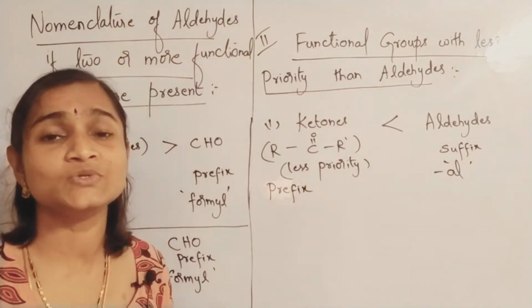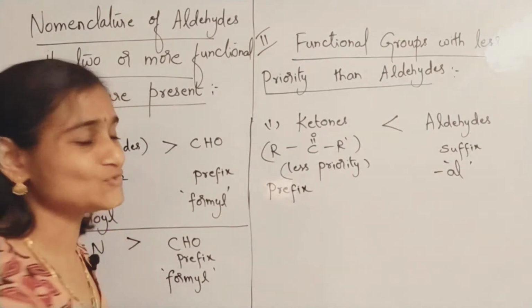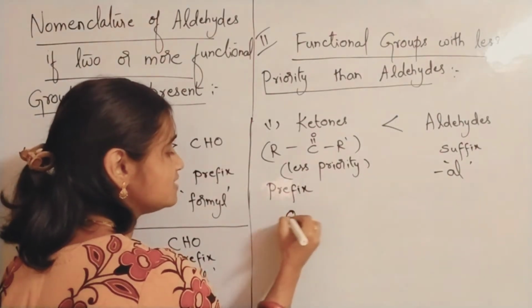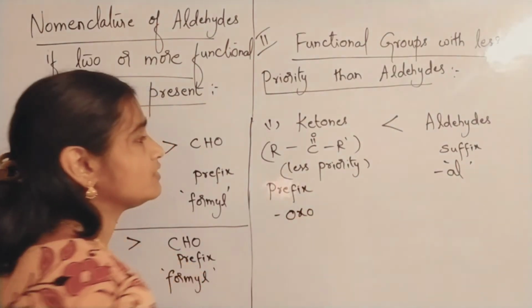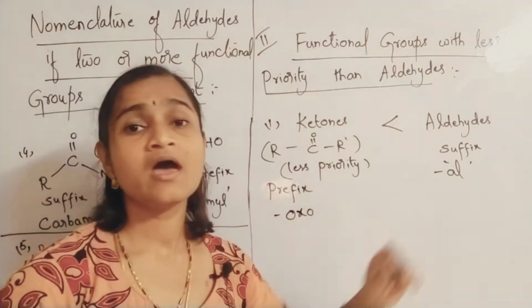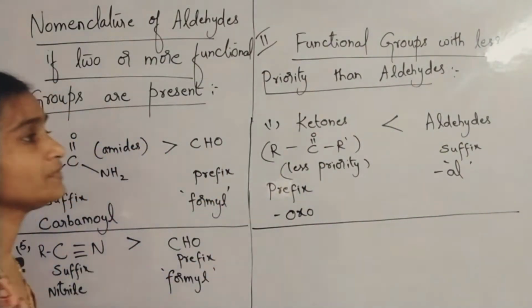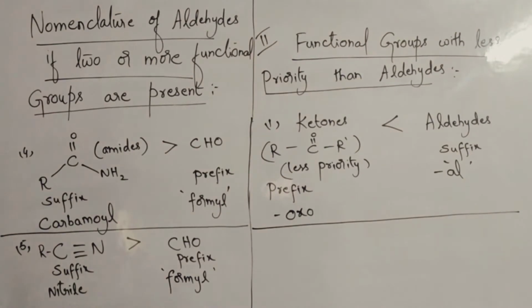Because it is having less priority, you should give prefix for ketone. What is the prefix used for ketones? Did you remember? Yes, oxo. Oxo is the prefix to be given for ketones. Ketones are having less priority than aldehydes. Please remember. Next. Please write and practice. Please keep noting down what we are learning.